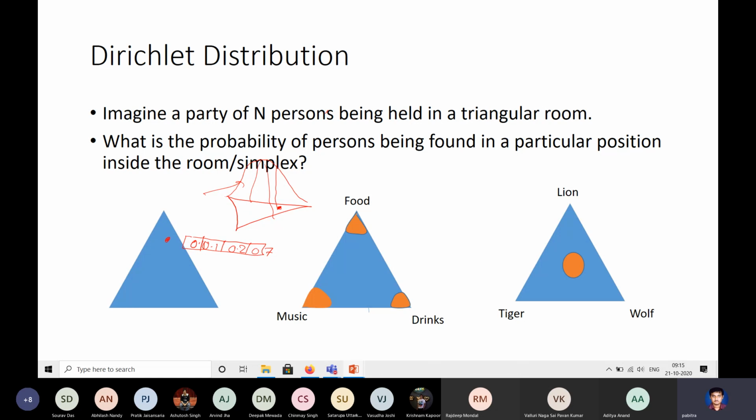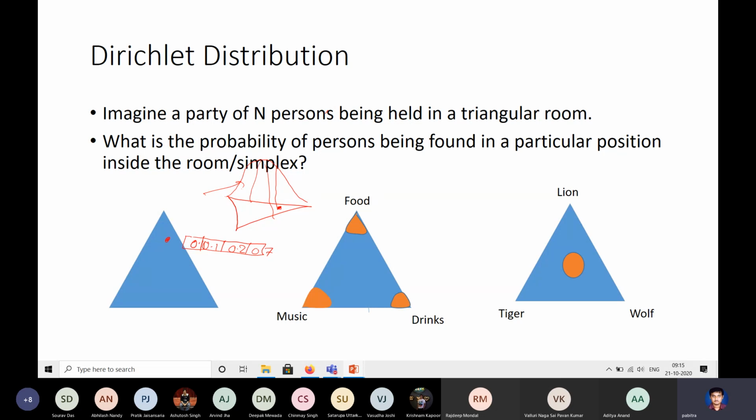So this distribution is a distribution over multinomial distributions. And this distribution, we call it a Dirichlet distribution. The second distribution that I'm talking about, this higher distribution, is a Dirichlet distribution.